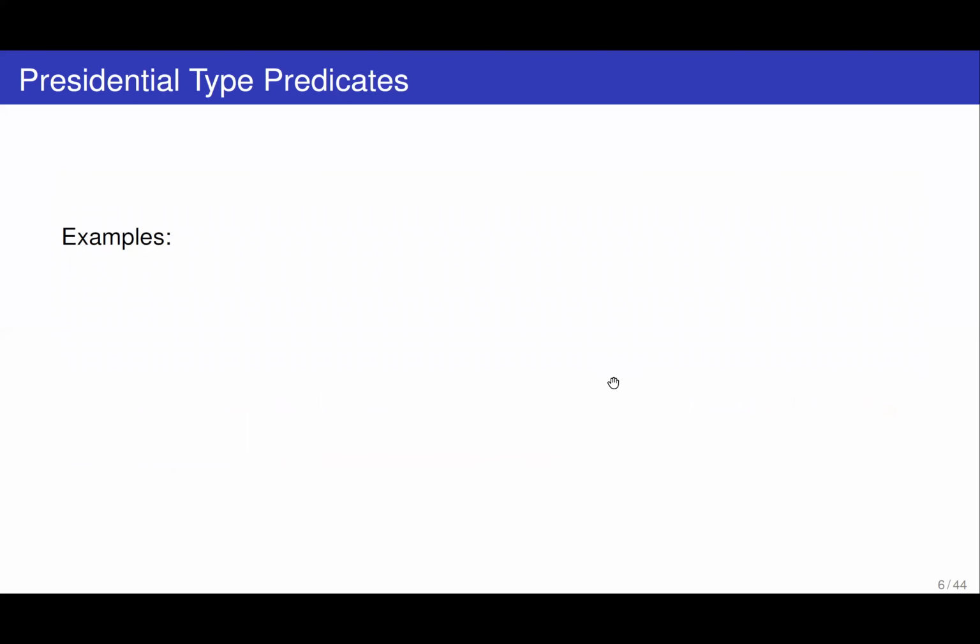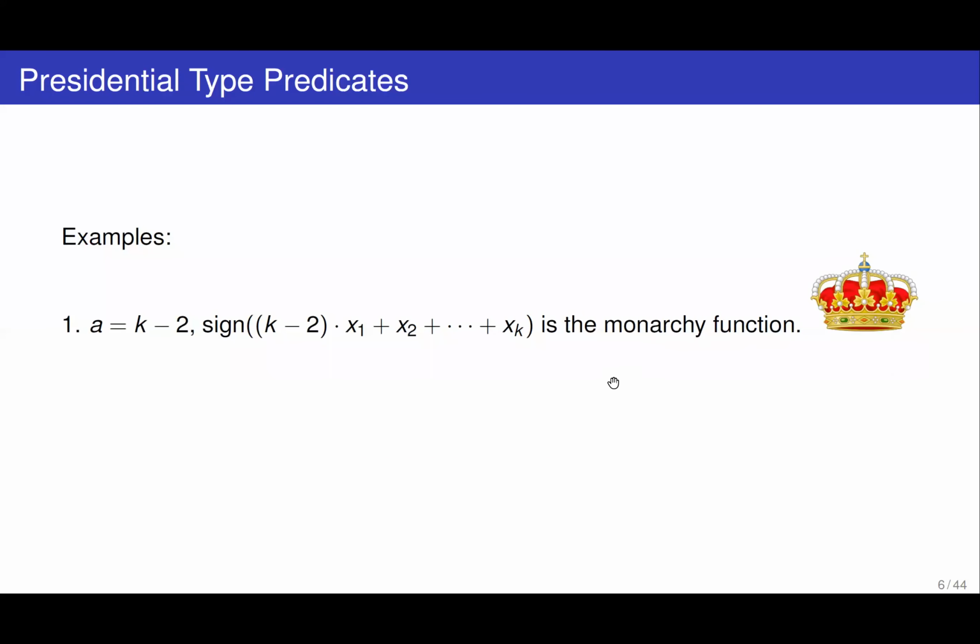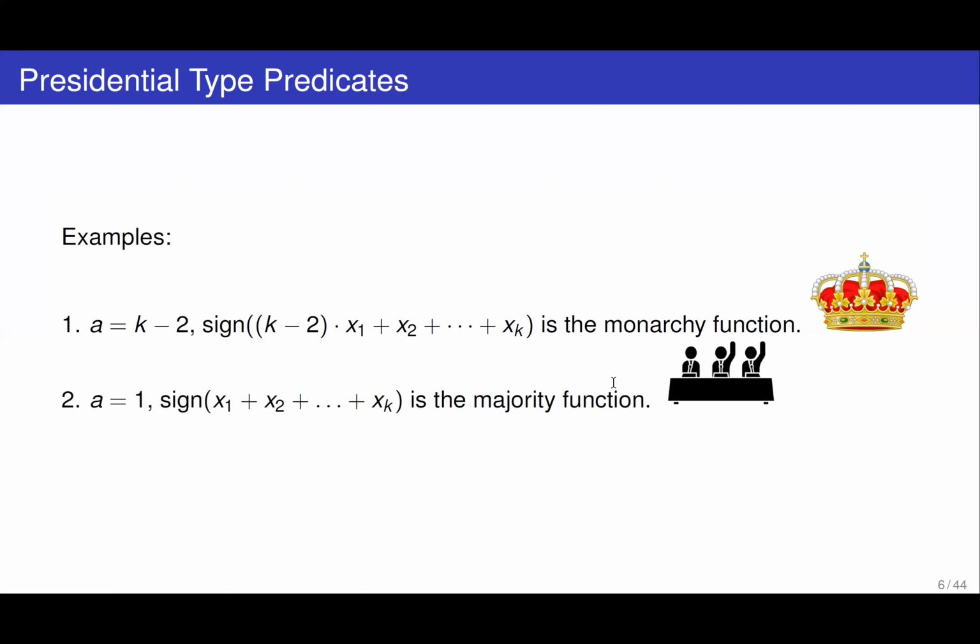A few examples. When a is equal to k minus 2, this is known as the monarchy function. In the monarchy function, x1, the monarch, has weight k minus 2, and the monarch gets their way unless all the citizens x2 to xk unite against the monarch. The second example is when a equals 1. This is the well-known majority function.